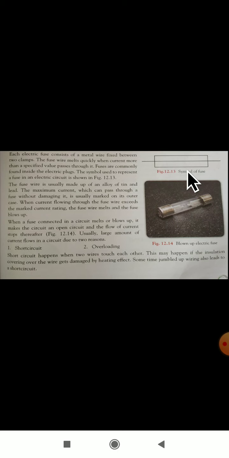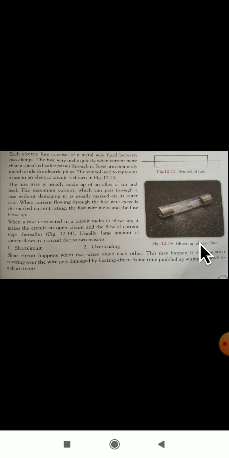When a fuse connected in a circuit melts or blows up, it makes the circuit an open circuit and the flow of current stops thereafter. Here they have given a blown-up electric fuse; you can observe the picture. It will automatically melt and blow up. It makes the circuit an open circuit and the flow of current stops, thereafter stopping that overloading current.